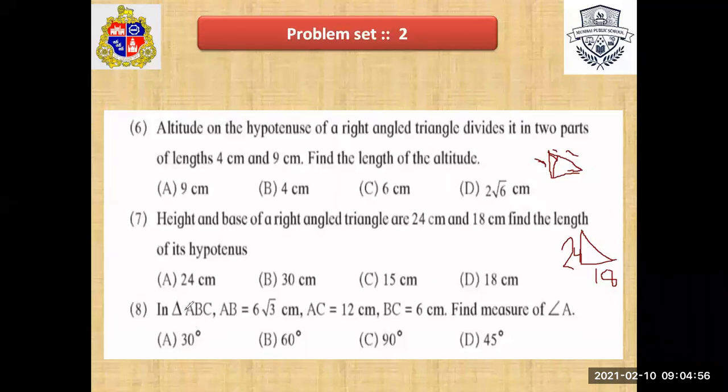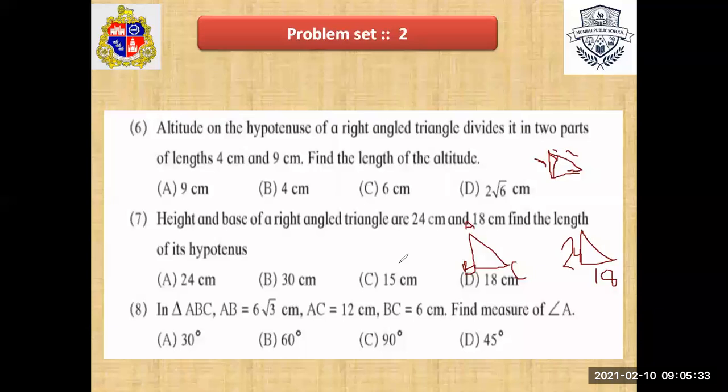Okay. Next question. In triangle ABC, AB is 6√3, AC is equal to 12 and BC is equal to 6 centimeter. Find the measure of angle A. So first we draw triangle ABC. This one is A, B, and C. So AB is equal to 6√3, AC is equal to 12, and BC is equal to 6.